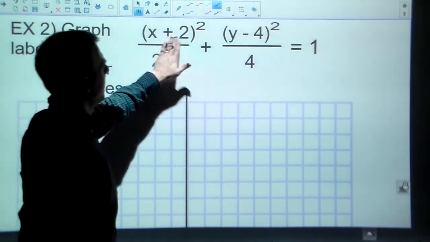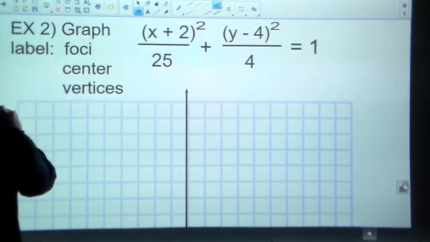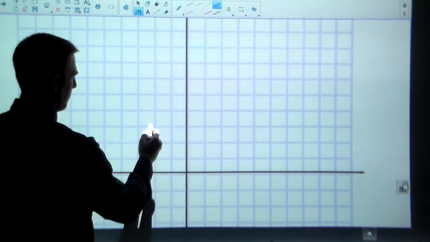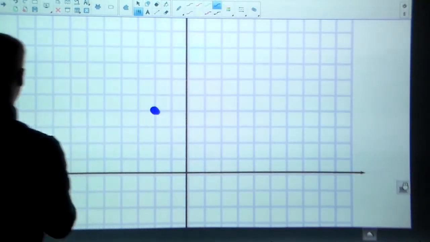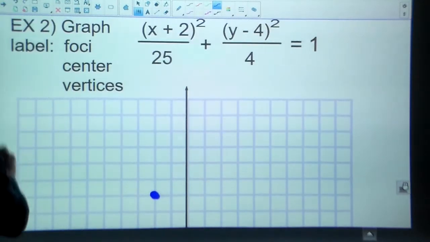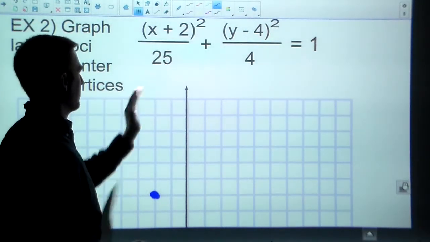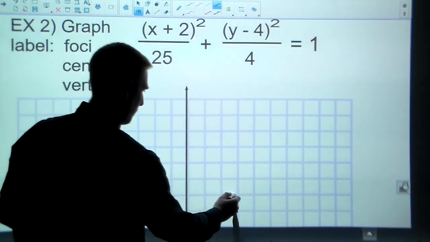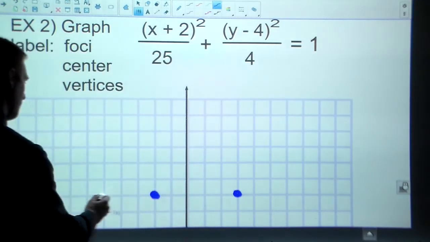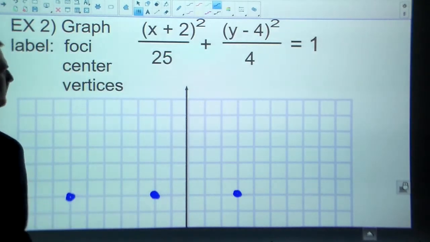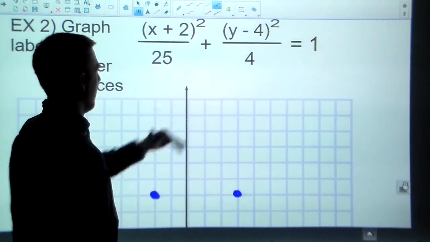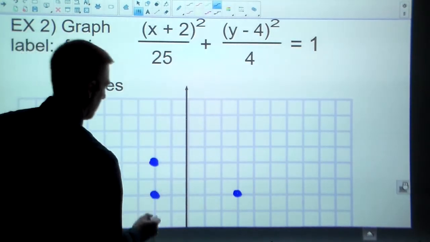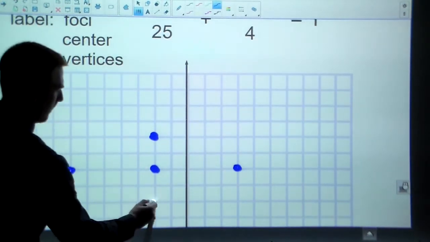Center point's going to be at -2, +4. So let's get that on our graph. -2, +4. All right. I'm going to go out 5 in the x direction, left and right. So here to 3, back to -7. I'm going to go 2 up and down on the y-axis. So right there and right there.